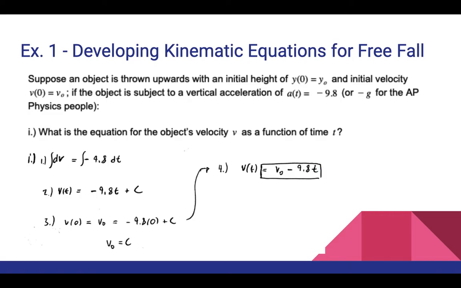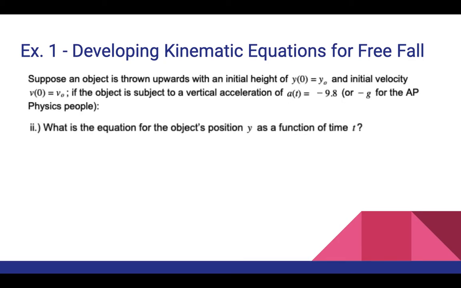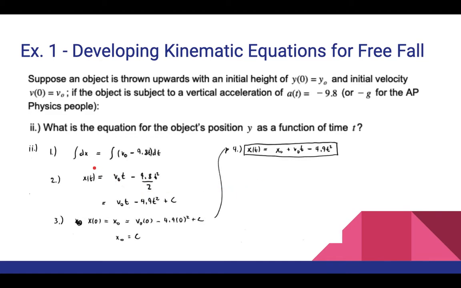Pretty fascinating stuff. So now what we're going to do is see how we can use separation of variables to get our second kinematic equation from AP Physics. Now we're going to ask, what is the equation for the object's position, y, as a function of time, t? We repeat the same procedure, except now we set dx over dt equal to our velocity function, and separate our variables again by multiplying both sides by dt. So we get dx equals our velocity function times dt, which is v naught minus 9.8t times dt.